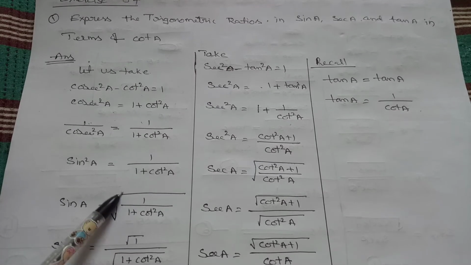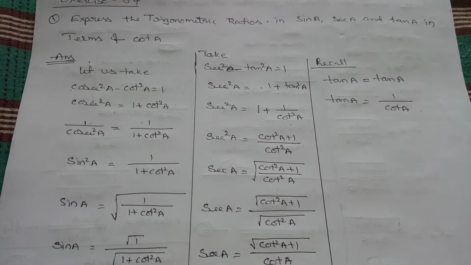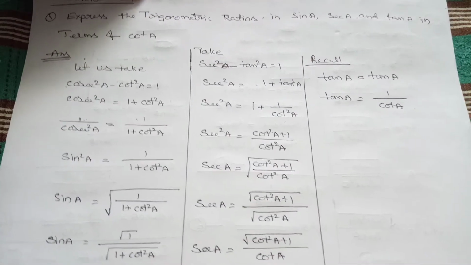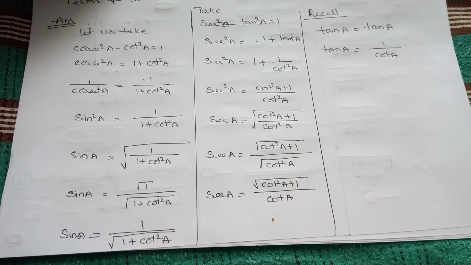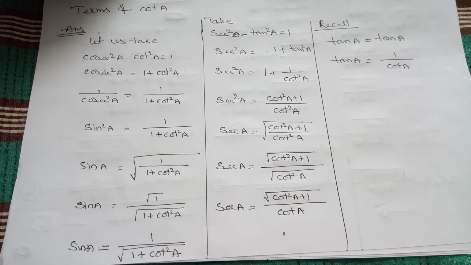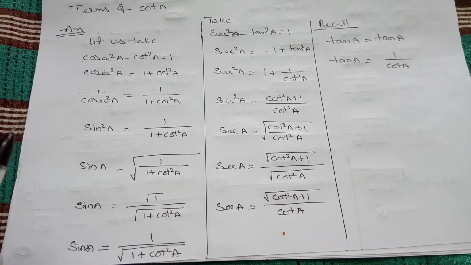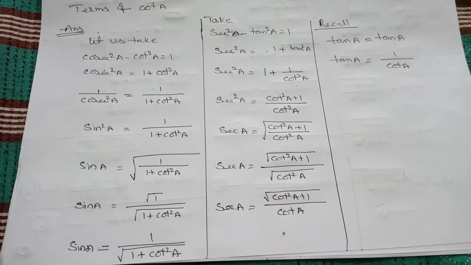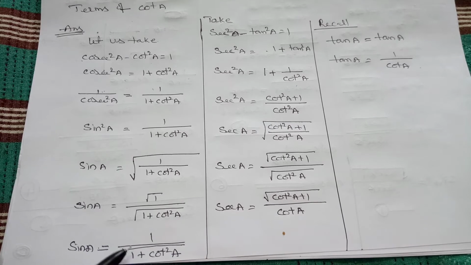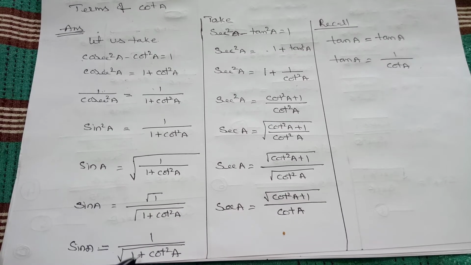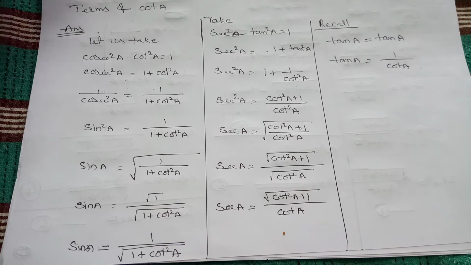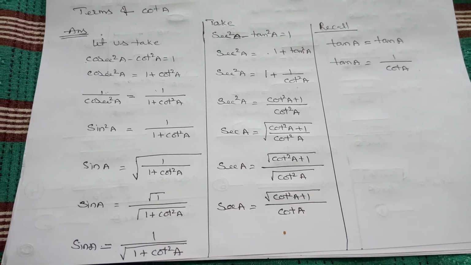You can take the root to the numerator and denominator, and the final step is sin A is equal to 1 by root of 1 plus cot square A. So this is the way we can convert sin theta into cot theta. Only by practice you can get it.